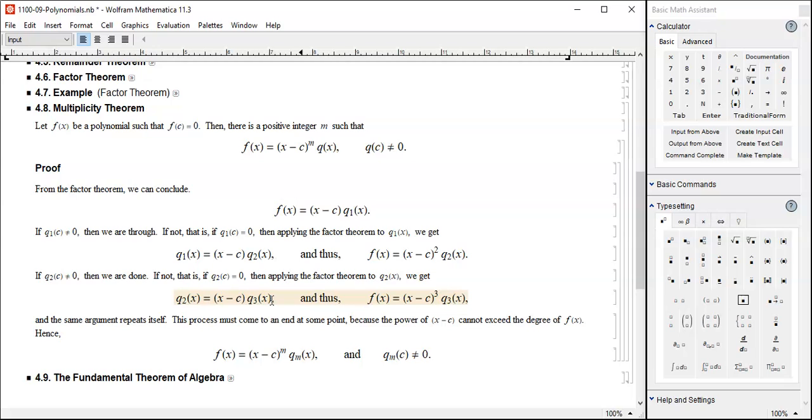q2 must be x minus c times q3, and plug it in right here, then we have x minus c to the third power times q3. And if q3 of c is not 0, then we are finally done. If not, do it again until we run out of all the powers. This process must stop because this degree cannot exceed the degree of f. So at some point it must end, and you're going to get a certain multiplicity. That's the full proof.